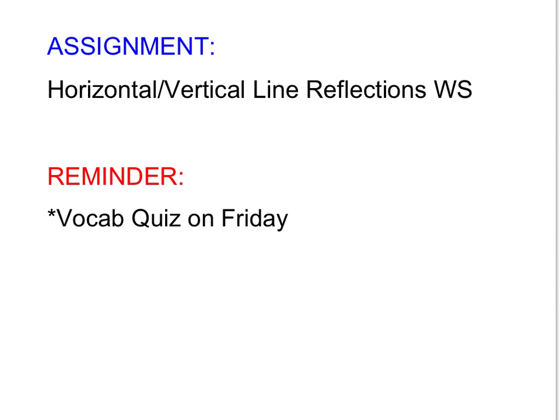Alright, so you have nothing really crazy today. It's just this horizontal and vertical line reflections worksheet. So they're all going to be over some sort of line. Again, I highly suggest you draw the line in there so you know where to count from. But that's totally up to you.